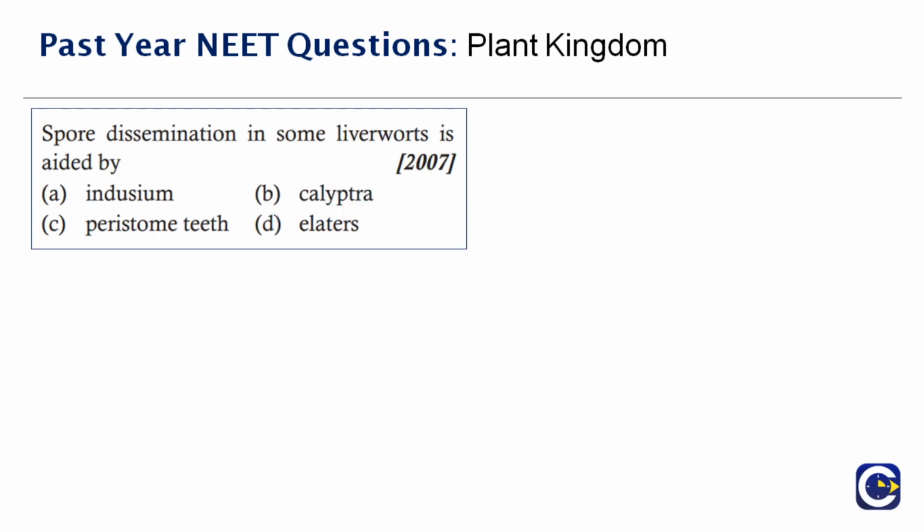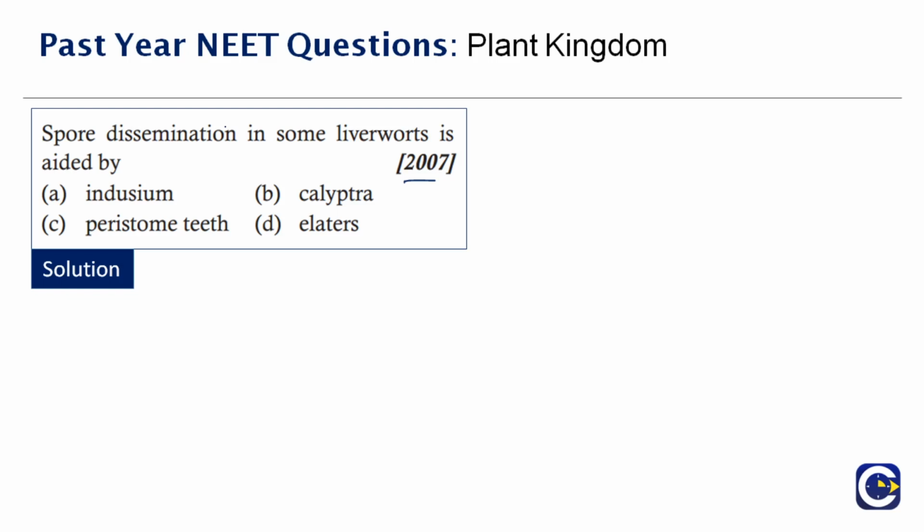Now let's move to the next question. Spore dissemination in some liverworts is aided by what? This question was asked in 2007. What do you mean by spore dissemination? It is the dispersal of spores. Sometimes certain organisms undergo favorable and unfavorable conditions, and sometimes they use mediums for their spores to get dispersed, and thereby they help in reproduction.